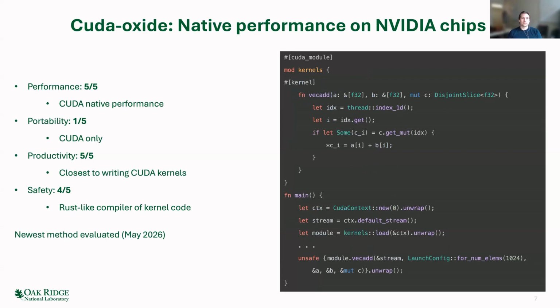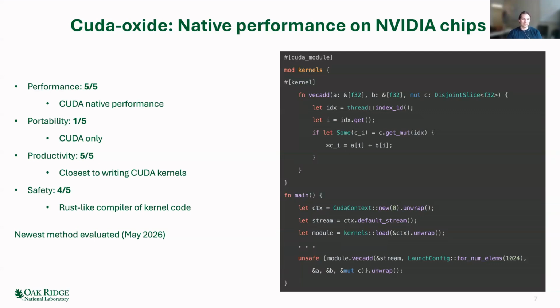Moving on, CUDA Oxide, kind of the exciting one that was released 2 months ago. So you can see the code looks a little bit cleaner, all in Rust, a little bit more abstracted. Looks pretty clean, at least clean for a kernel, right? Kernels aren't that clean.